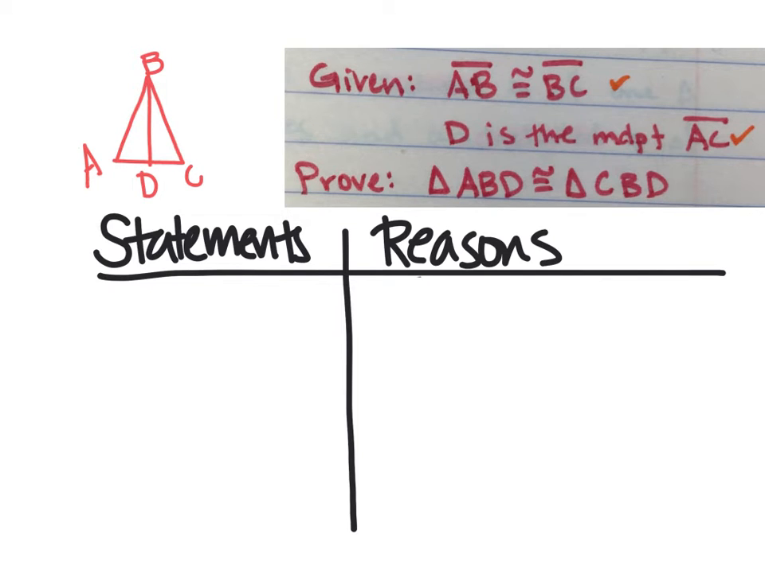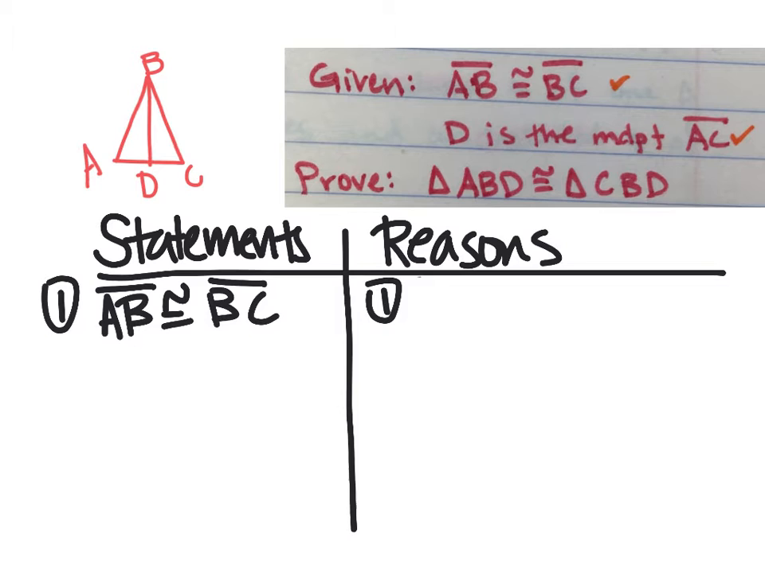And the first thing that we know is given information. So I'm going to start with writing the very first given statement, which is that AB and BC are congruent. AB is congruent to BC. Remember, statements are what I know, and then reasons are how do I know it's true. So the reason I know this is true is because it was given to me.